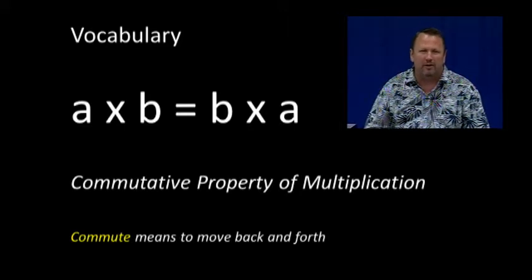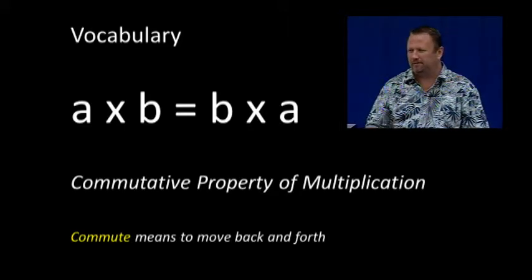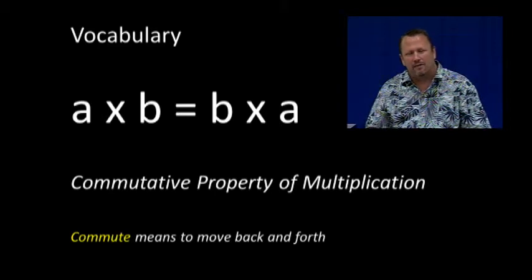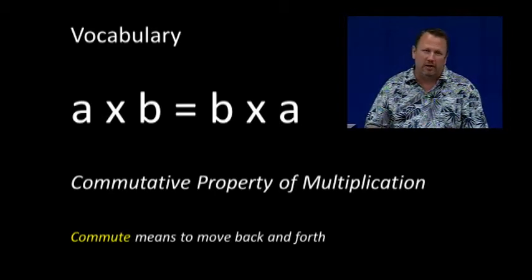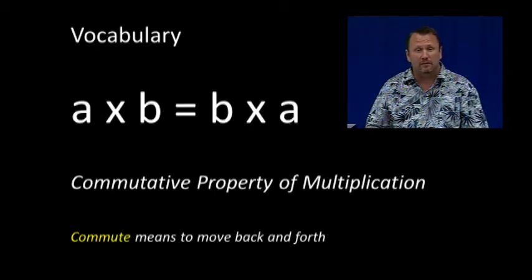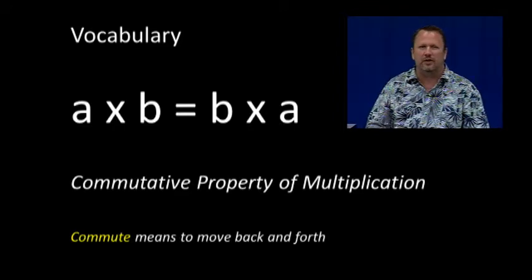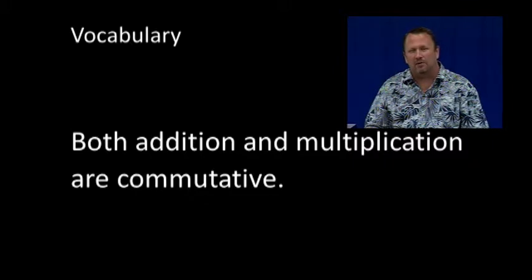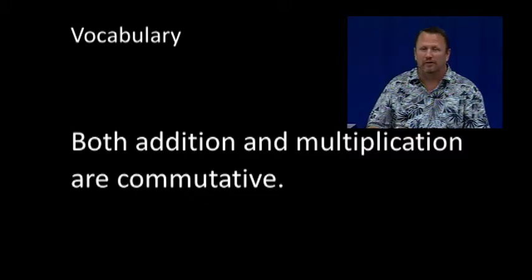Commute as in moving back and forth. So A times B is equal to B times A. This is the commutative property of multiplication. Both addition and multiplication are commutative.